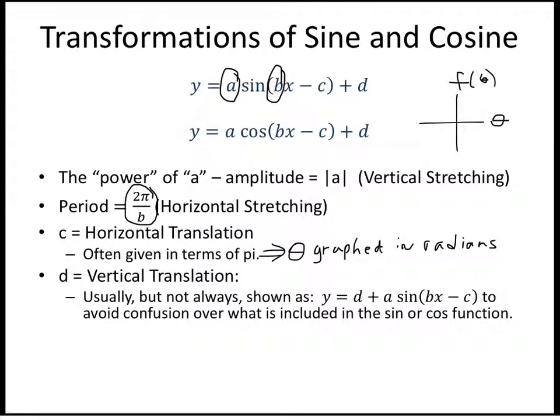And then sometimes when we're looking at d, it's not always shown at the right-hand side of the function. Sometimes it's shown at the left-hand side of the function so that we don't get confused about what is actually in the actual sine function, okay? So don't be surprised if you see d out front. Just remember the difference between d and a. As a gets multiplied by the sine function, d is either added or subtracted to the sine function, okay?